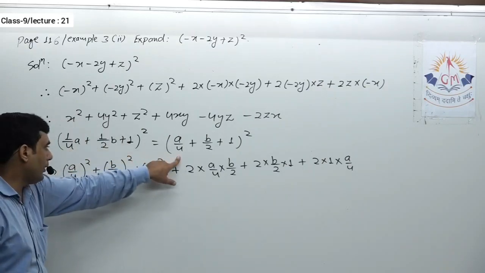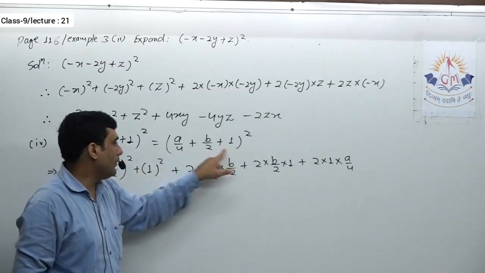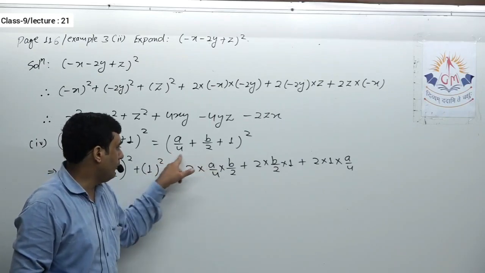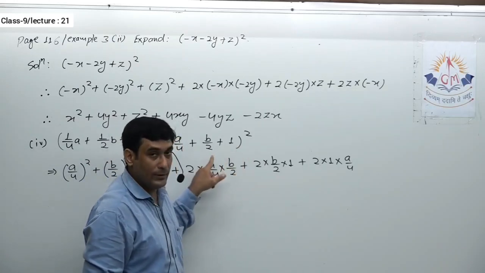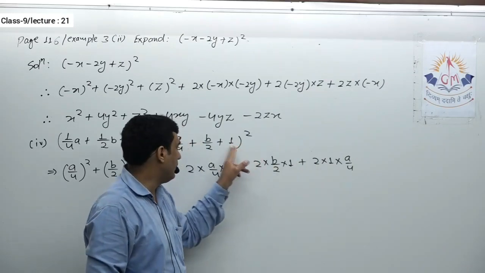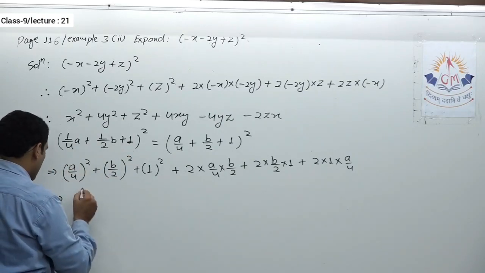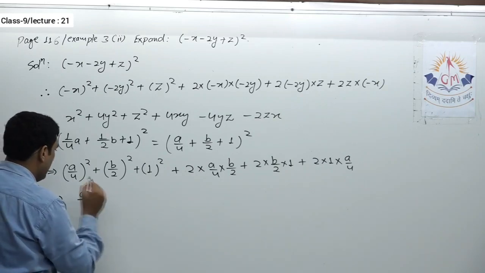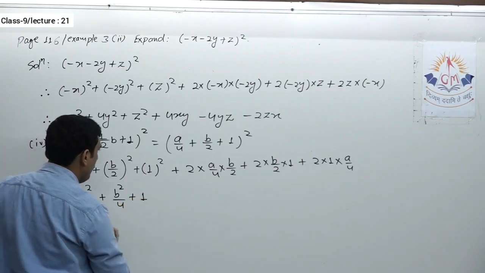A square, that is square of first, plus b square, that is square of second, plus c square, that is square of third. Then 2ab, that is 2 into the product of the first two, a by 4, b by 2. Then plus 2 into the product of the next two, bc, that is b by 2 into 1. Then 2 into the product of the remaining, that is the third one and the first one. Now by simplifying this further, this will become a square upon 16, isn't it? 4 square is 16, plus b square upon 4 plus 1.